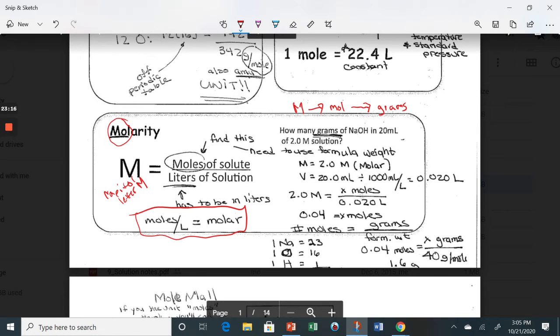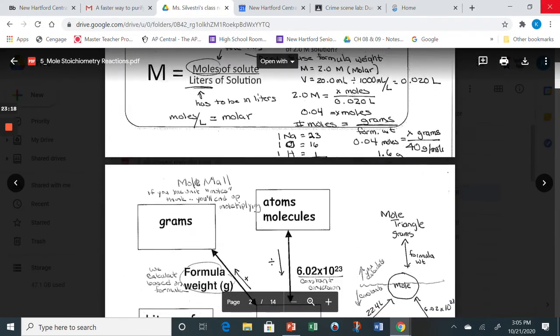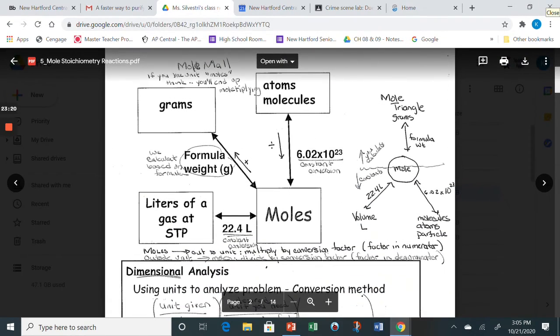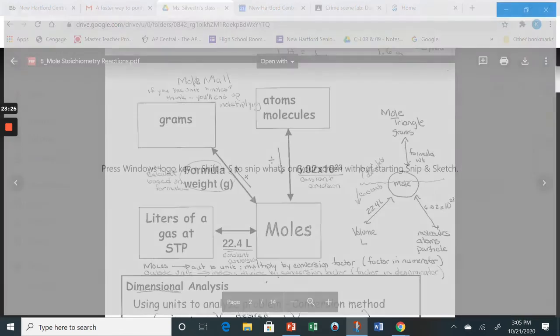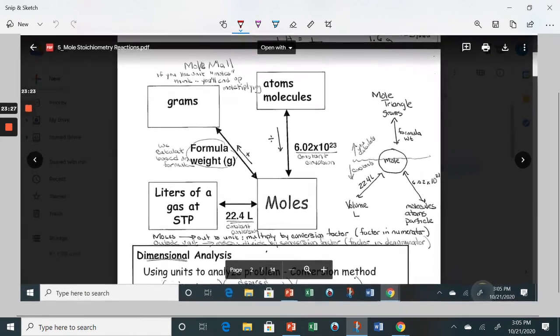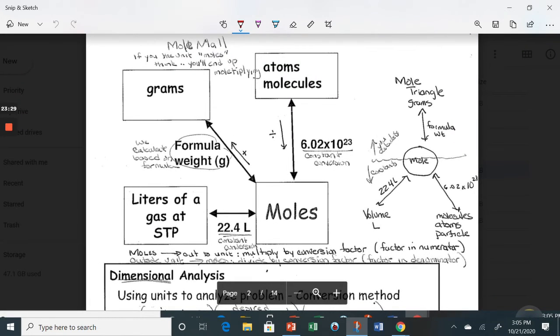The other thing we're going to talk about before I end this video is this thing called a mole map. I don't like it as much as my mole triangle. Okay, but a lot of people in the Mohawk Valley can relate to this: if this is center court in the mall, you can go into center court from any of the arms and go back out. You can go from anywhere. I can go in here and go back out. This is what we call our conversion hub.